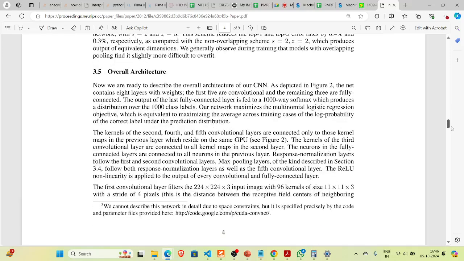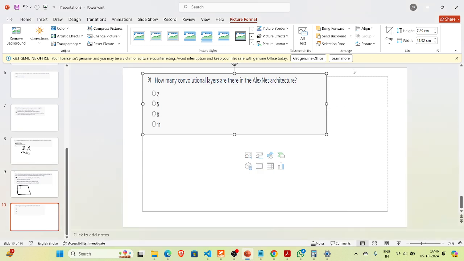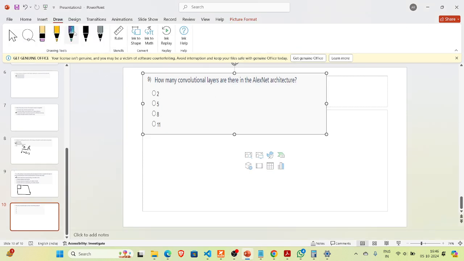This is the definition of the architecture here. They have defined it here. So this is the architecture of the CNN model. There are eight layers with weights. The first five are convolutional and the remaining three are fully connected. So we got our answer. The number of convolution layers is 5. That is easy enough.